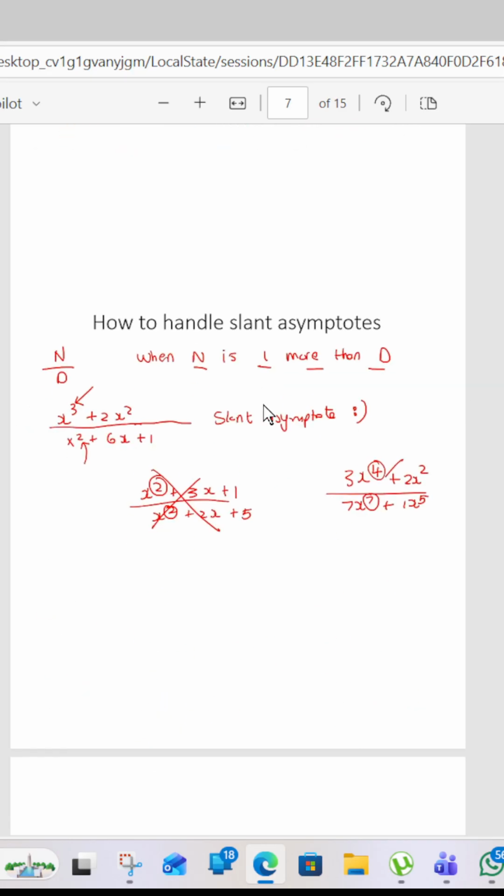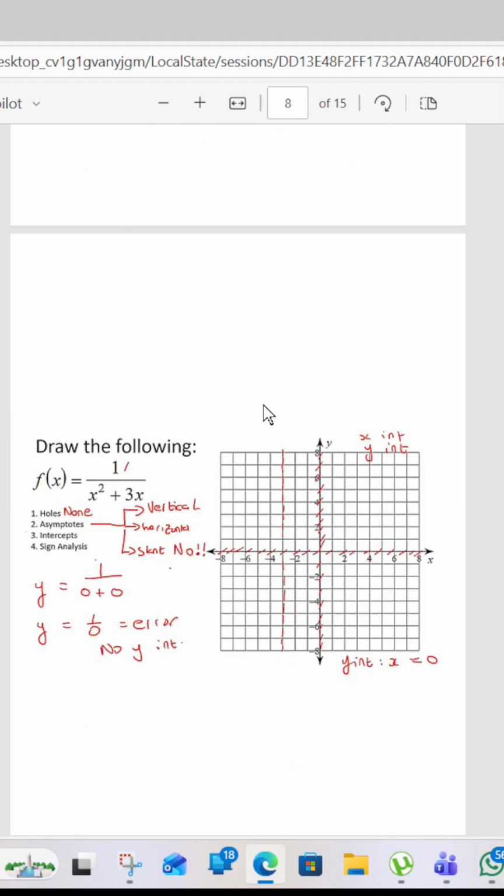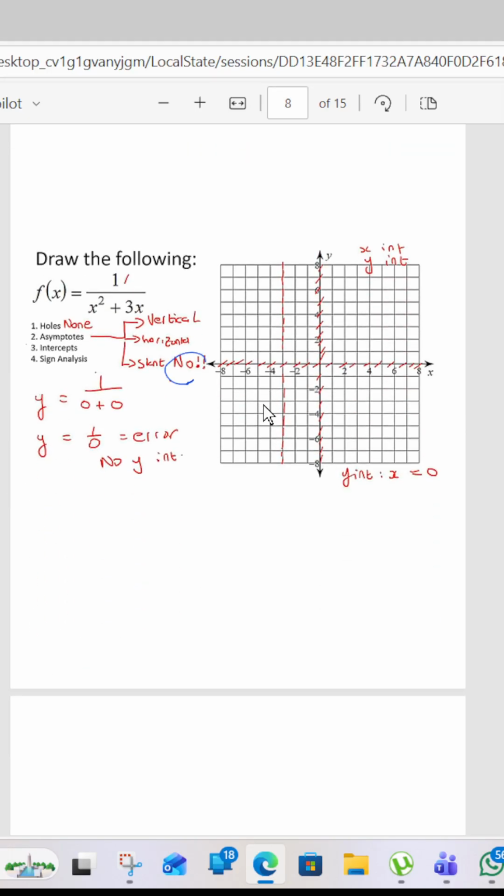Now how do we handle slanting asymptotes? When the numerator's exponent is 1 more than the denominator's, like in this case 3 is 1 more than 2, then there would exist a slanting asymptote. Like in this case, if we have 2 and 2, they are the same, so there won't be any slanting asymptote. If we have 4 and 7, no slanting asymptote, right? So only if the numerator is 1 more than the denominator would there be a slanting asymptote. So slanting is no.